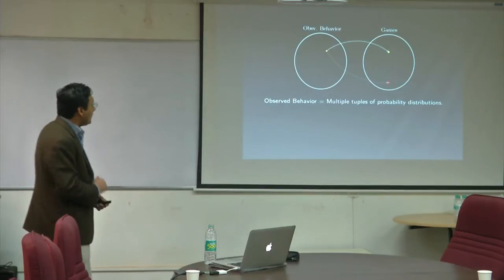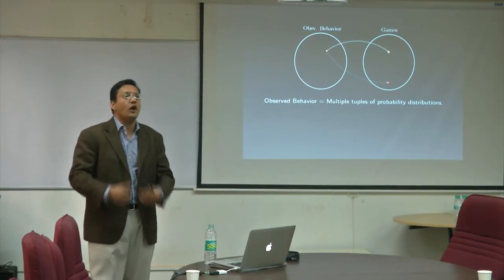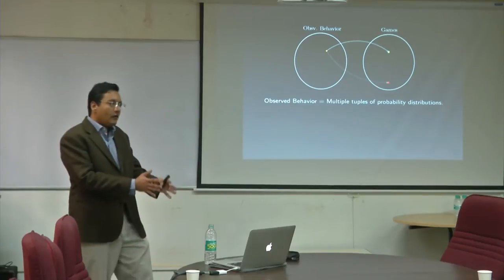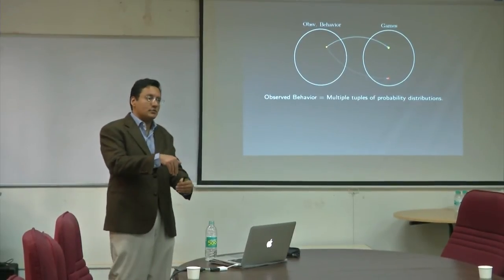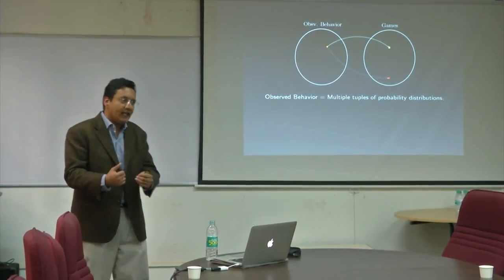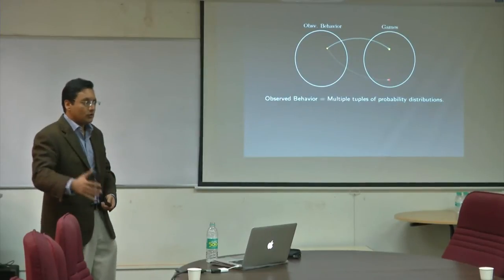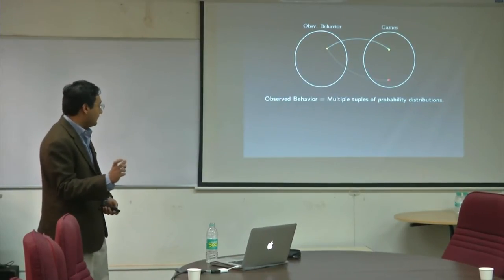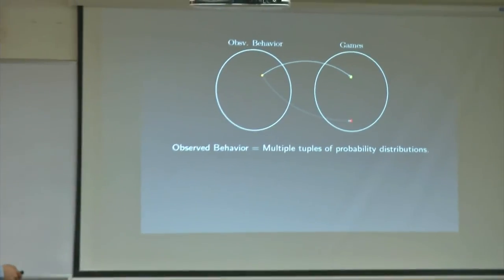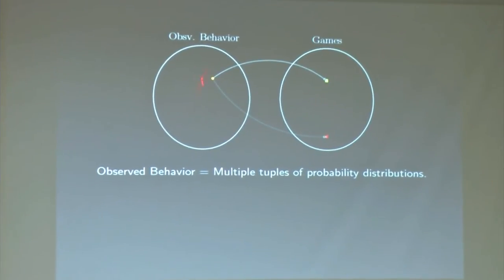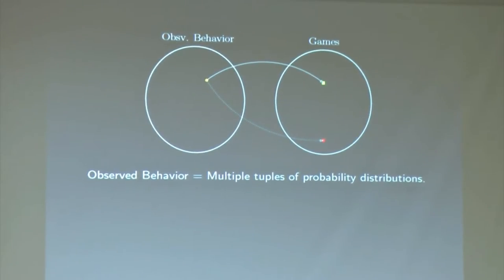So let me be a bit more formal about it. Let's formalize observed behavior as a collection of probability distributions. So these are the observed equilibrium strategies. I have a couple of probability distributions x1, y1, so in observation one, player 1 picks distribution x1, player 2 picks distribution y1. In observation 2, the second observed equilibrium strategy, the first player picks distribution x2, the second player picks distribution y2, and so on. So I have this collection of probability distribution tuples. And now for any such collection, for any such observed behavior, I could have multiple games such that the equilibria of these games correspond to this given set of tuples of probability distributions.